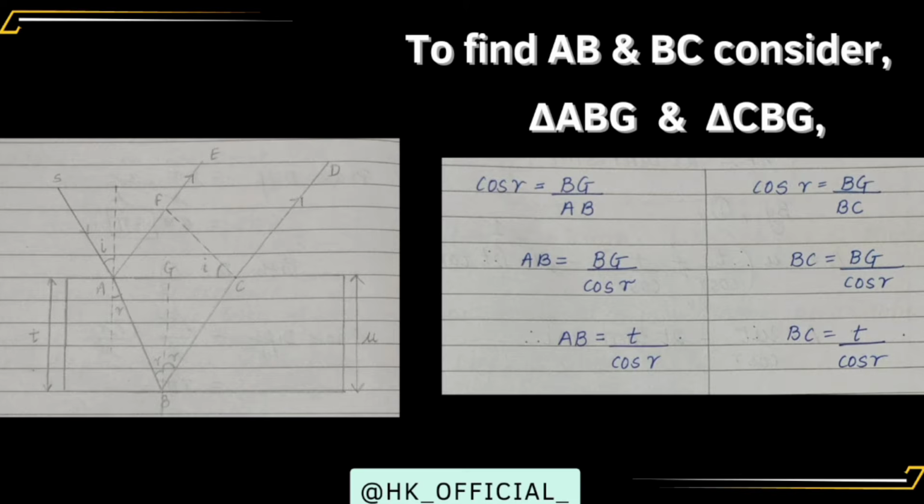Now again see the diagram. The BG is nothing but the thickness of the film. So that is T, and I have substituted T in the place of BG. So AB becomes T upon cos R.